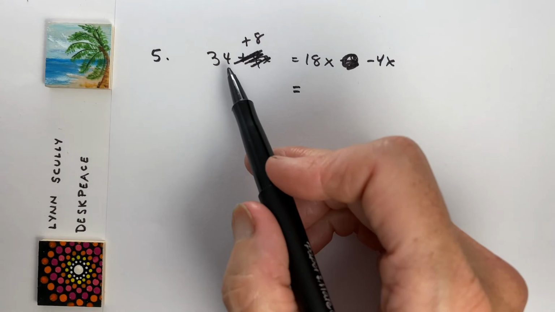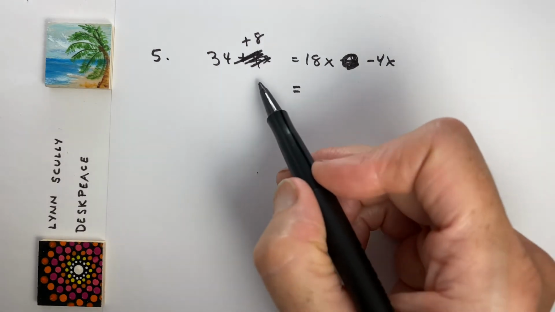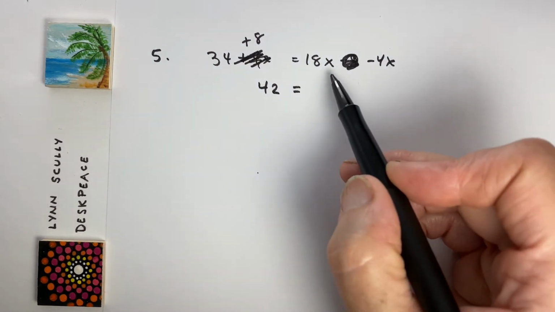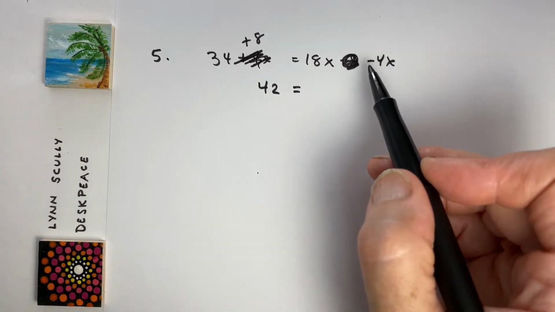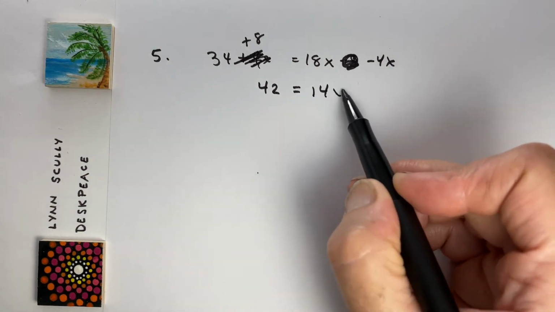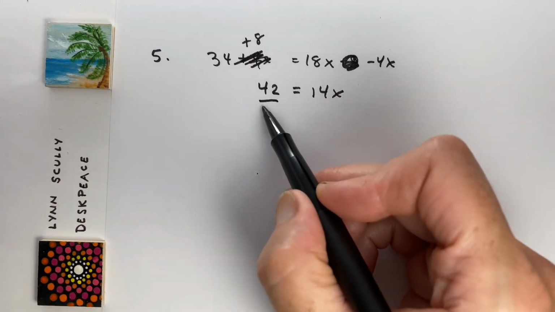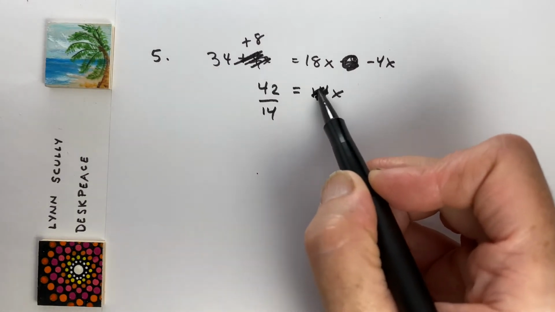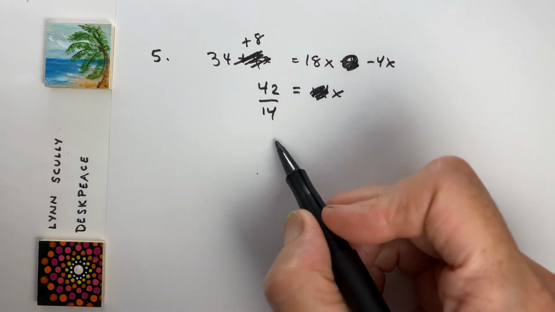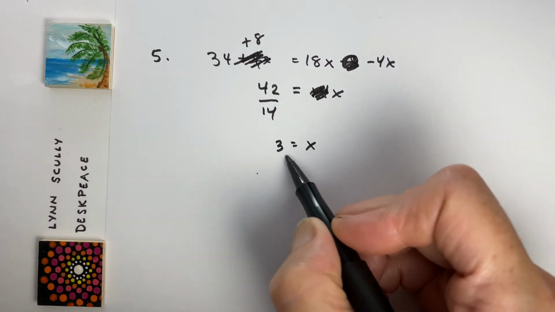Now I only have constant terms over here. 34 plus 8 is 42. I only have x terms over here. 18x's minus 4x's is 14x's. Get the x alone. 14 is attached by multiplication. Move it by division to the other side of the equal sign. 42 divided by 14 is 3.